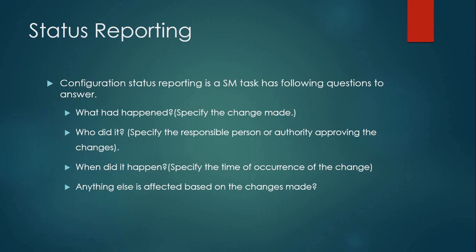Configuration status report. The SCM task has the following questions to answer. In the report, these questions will be answered. What happened, means specify the change made. Who did it, means specify the responsible person or authority approving the changes. When did it happen, means specify the time of occurrence of the change. And last, is anything else affected by the change made? If so, then it will have to be specified.